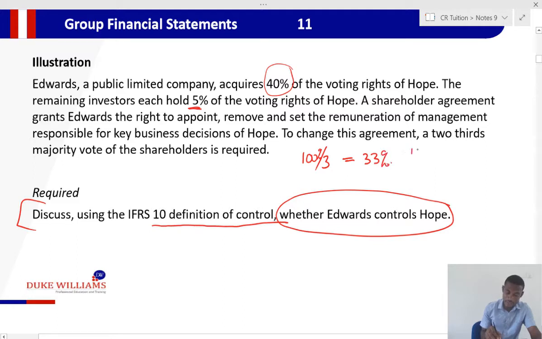33%, and that's 1/3 of 100. And Edward alone had 40%, and 40% is more than 1/3. It means that the remaining other investors collectively will be unable to hold 2/3 of the majority vote, unless of course they take part of Edward's interest.